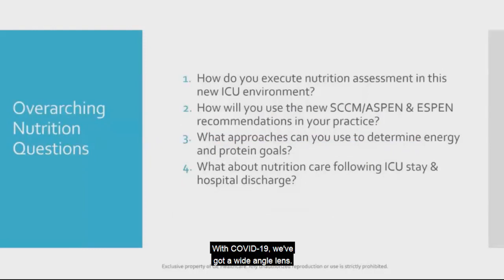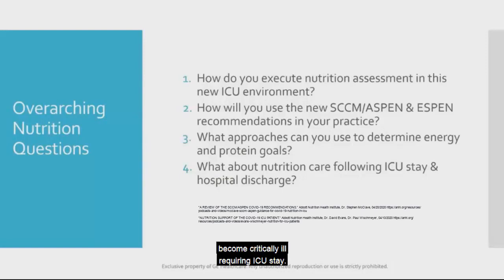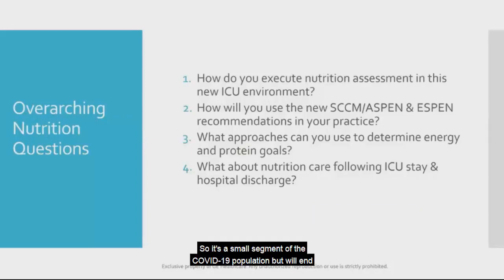With COVID-19, we've got a wide-angle lens. The bigger picture is that only 5% of all COVID-19 patients become critically ill requiring ICU stay. A third of those critically ill patients will go on to develop multiple organ failure, and they have a very high acuity level. So it's a small segment of the COVID-19 population that will end up in the ICU, but their needs are very dynamic and require our specific attention.